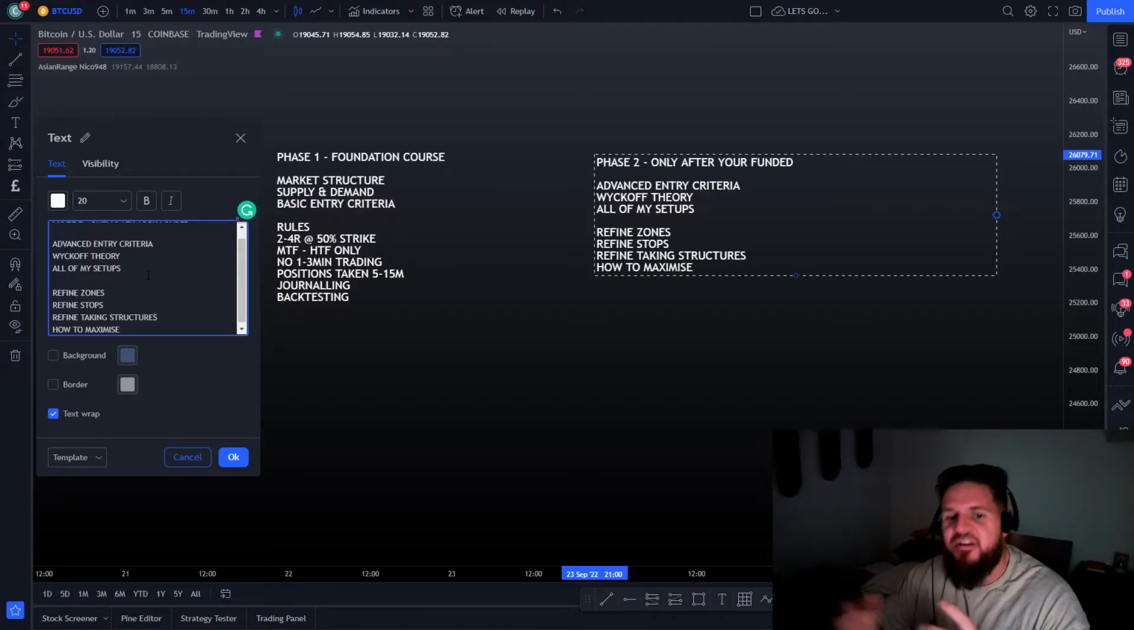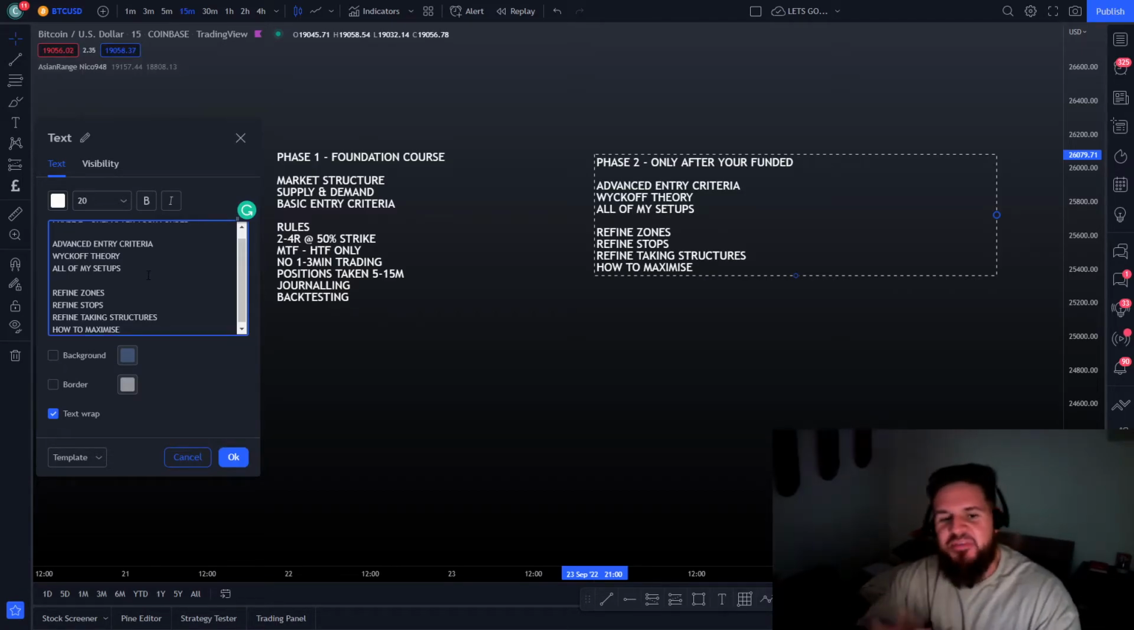Humans are inherently greedy. That's why we're all so fat these days, because we can't stop eating sugar. We can't stop eating junk food, all right? It tastes so good. We want to eat all of it all the time, all right? Same thing applies with trading. We see a trade that could go to 10R, so we don't take any profits off, and then it goes up to 3, 4, 5R.